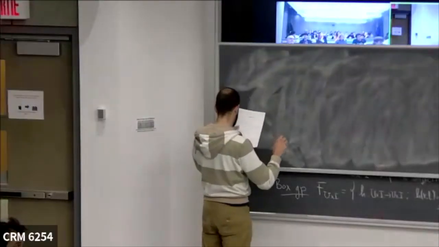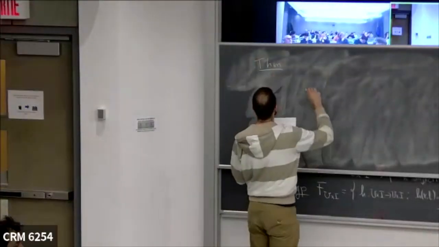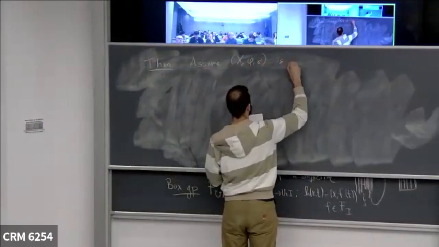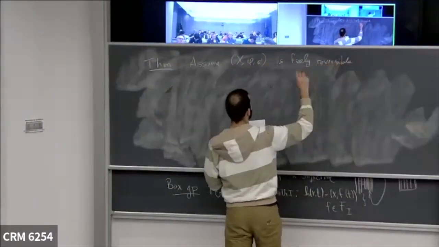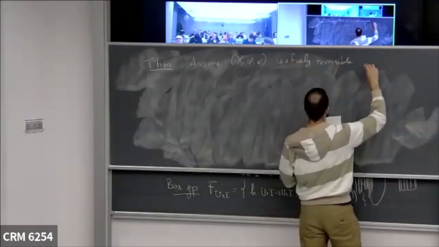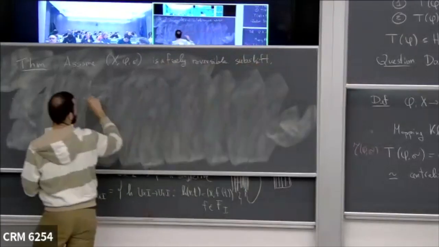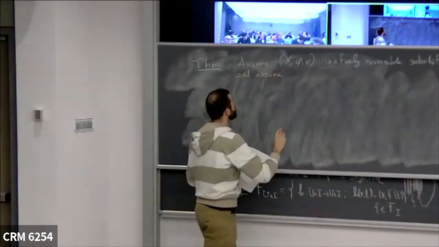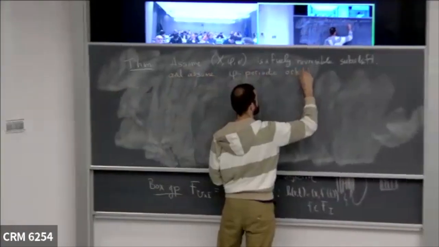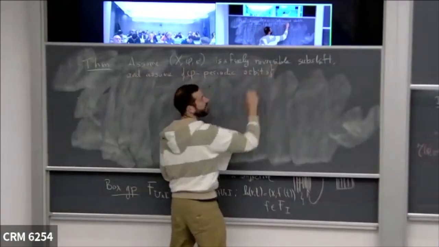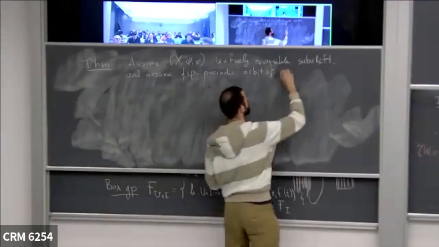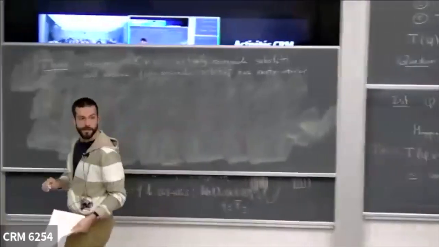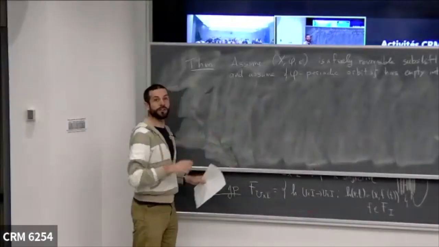So this is the theorem. Assume that X phi sigma is a freely reversible subshift, and assume that the collection of all phi periodic orbits in X has empty interior. This is necessarily satisfied when the action is minimal because you have no periodic orbit. But this allows you to consider more general subshifts.